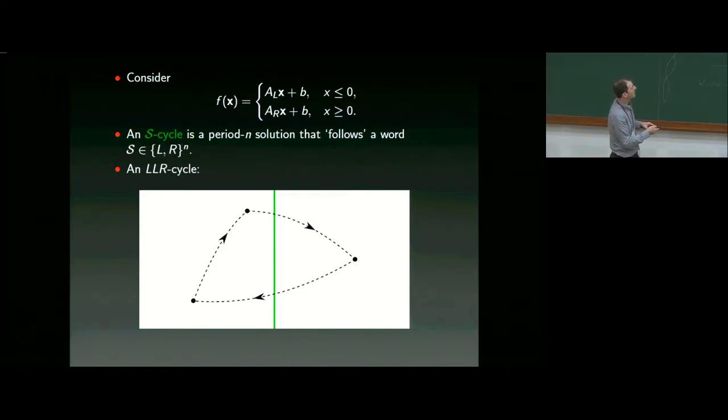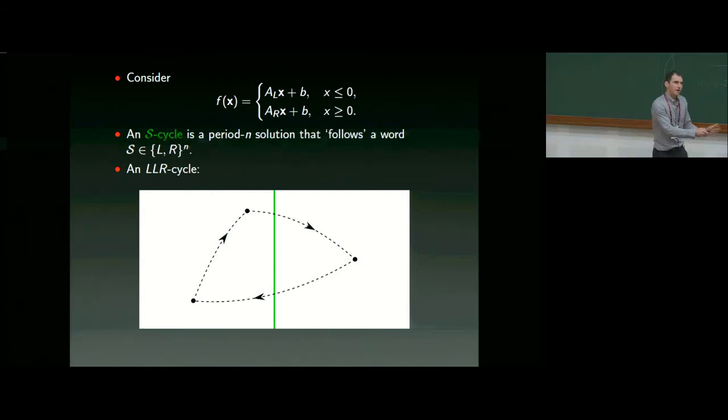So I use words made up of L's and R's for left and right. So for example, this period 3 solution, it's an LLR cycle because it goes LLR, left, right. I could also call it an LRL cycle or an RLL cycle if I wanted to. It doesn't matter. Okay, so it's an S cycle where this particular word is S equals LLR.